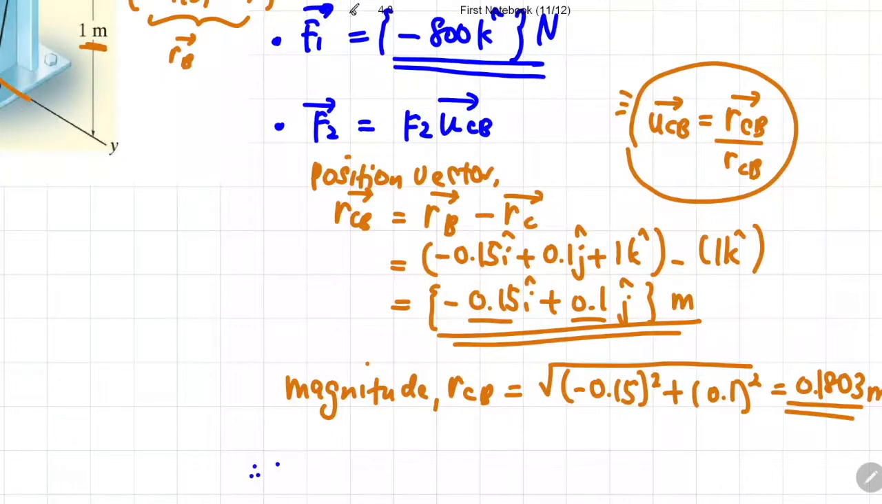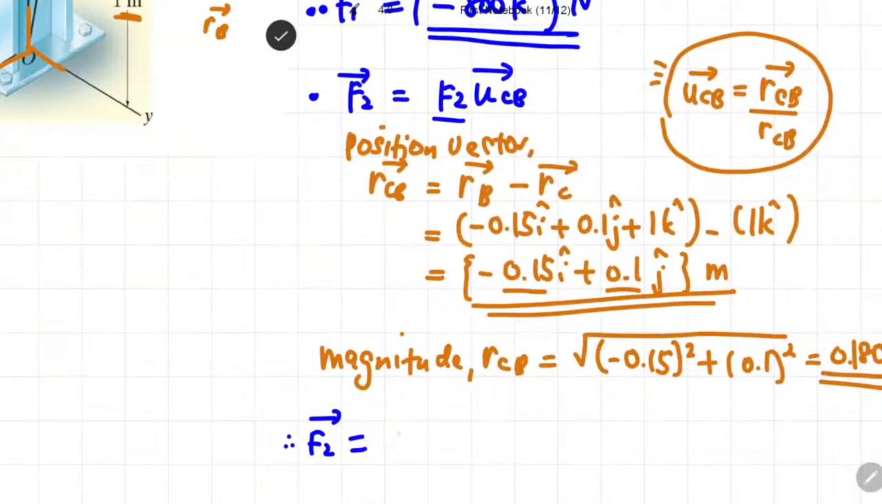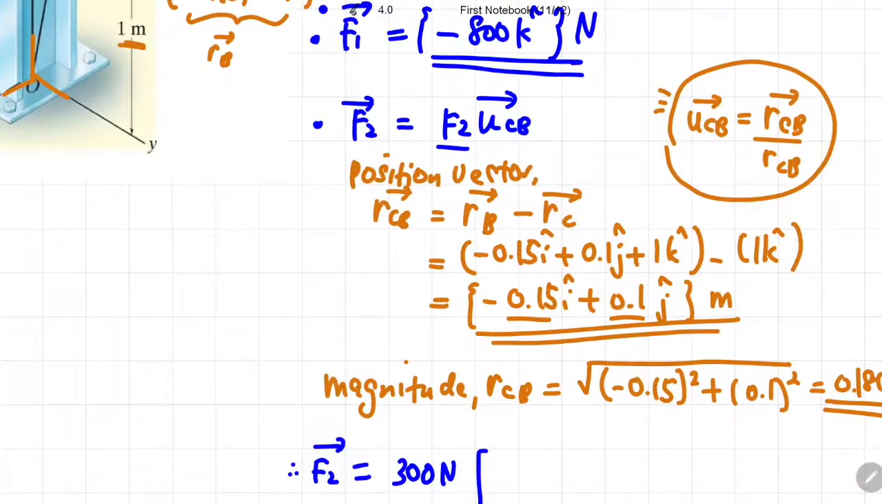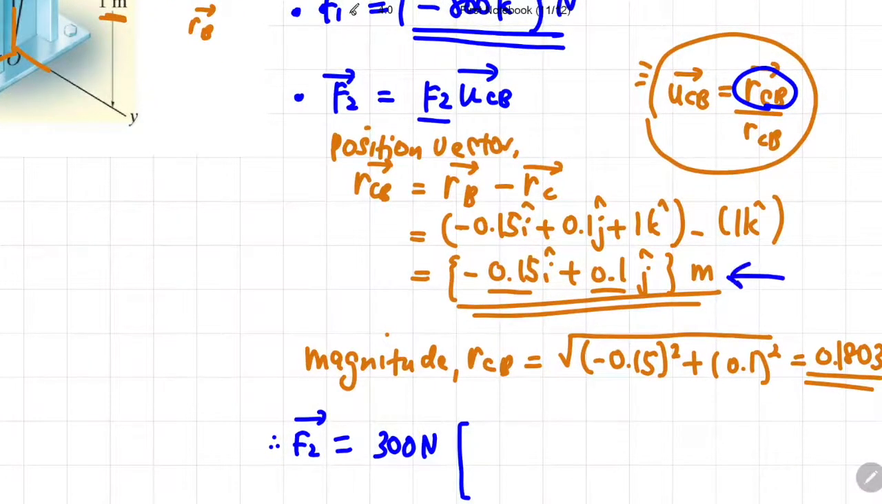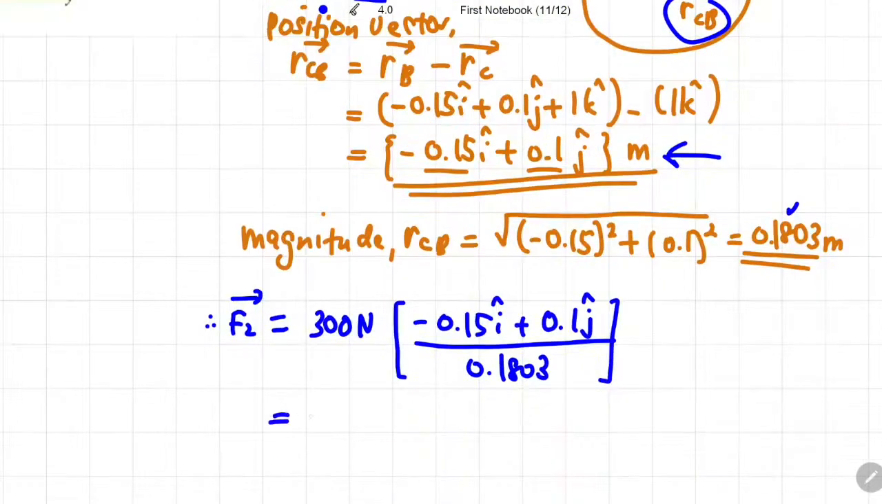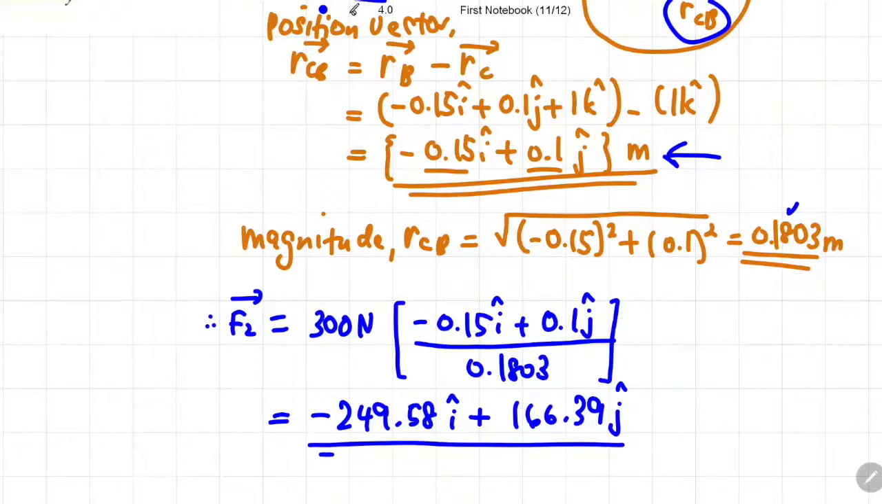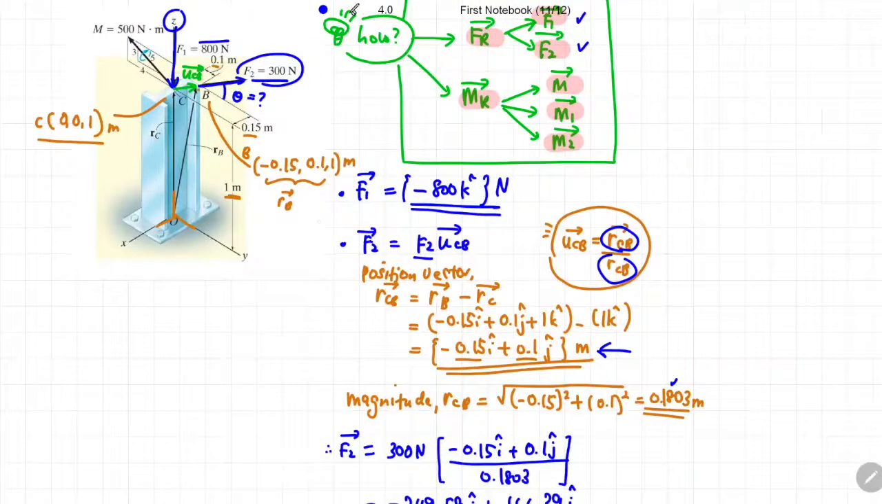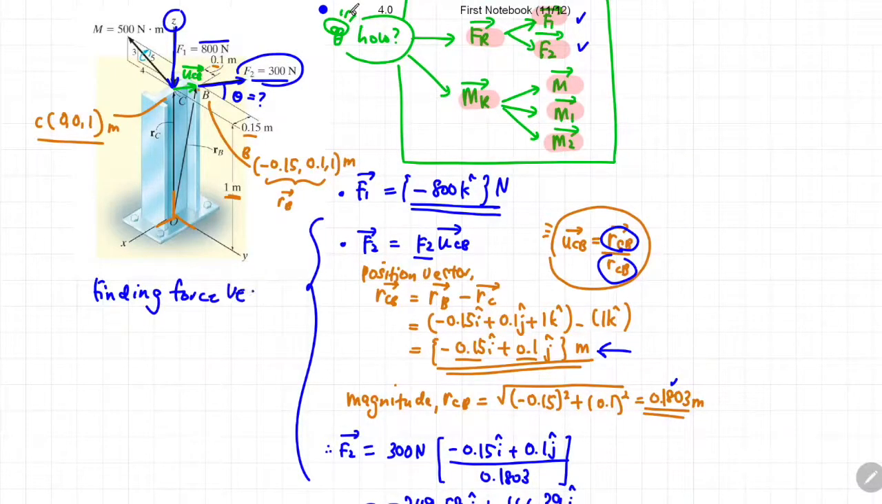So going back to our main intention, we want to find the vector of F2. So F2 is equivalent to the magnitude of F2, which is 300 Newton, multiplied with the unit vector, which is the position vector of CB divided by the magnitude of the position vector. Okay, if you solve this calculation, you will get a corresponding vector to be negative 249.58 in the direction of I plus 166.39 in the direction of J. And the unit of this vector would be Newton because it is force. So our F2 is done and this particular section is the calculation involved when finding the force vector.